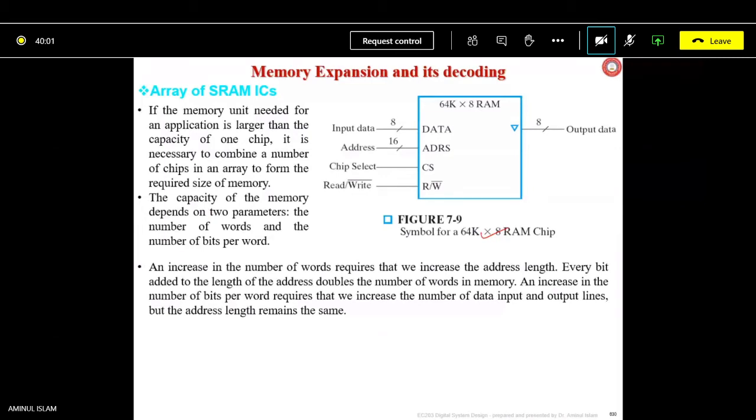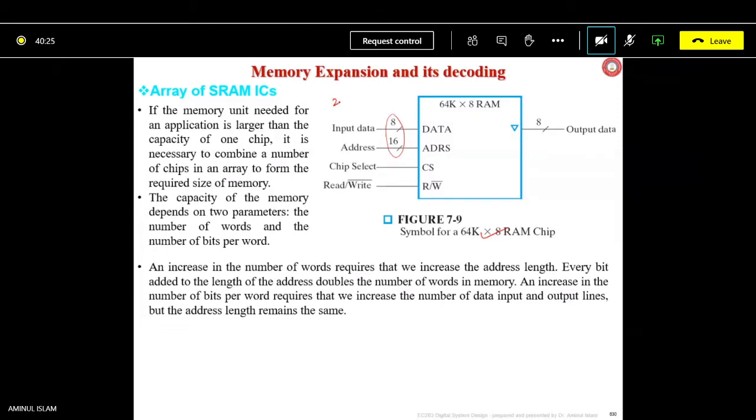Sir, the address is 16-bit and the input is 8-bit. The 16-bit address is okay, because it is written here, but otherwise what do you understand by 64K by 8 RAM?